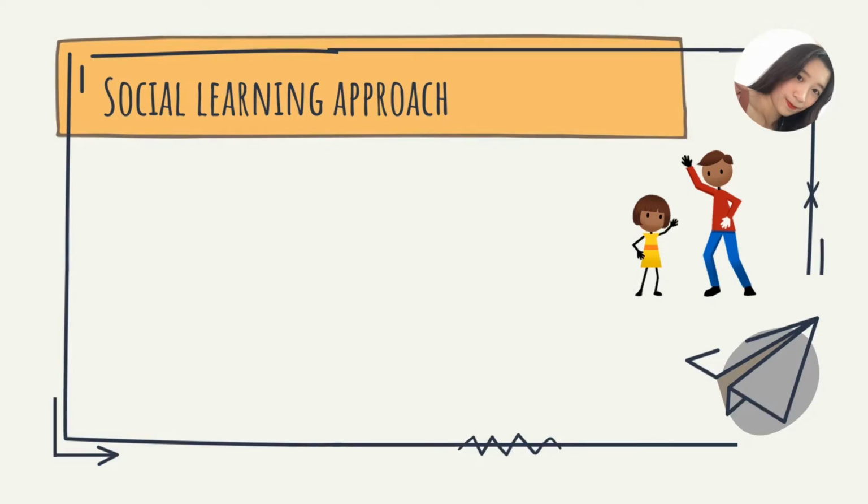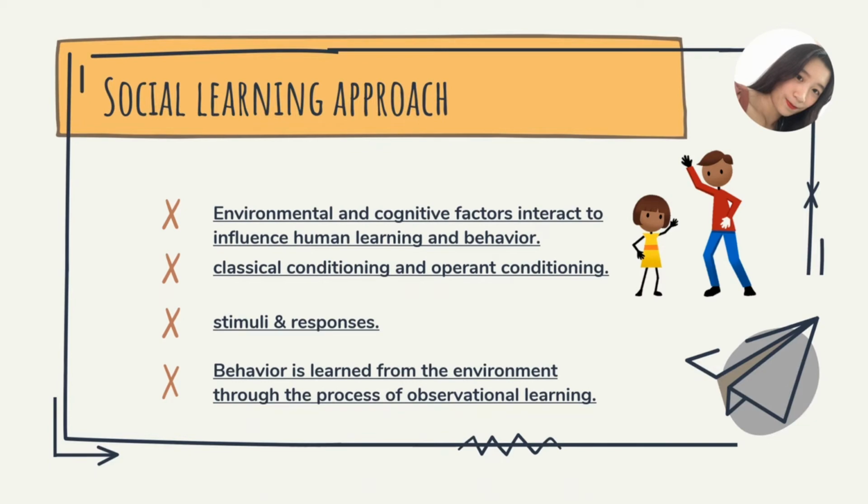So now we are going to learn more about the social learning approach. Environmental and cognitive factors interact to influence human learning and behavior. Albert Bandura agreed with the behaviorist learning theories of classical conditioning and operant conditioning. A mediating process occurs between the stimuli and the response. So behavior is learned from the environment through the process of observational learning.